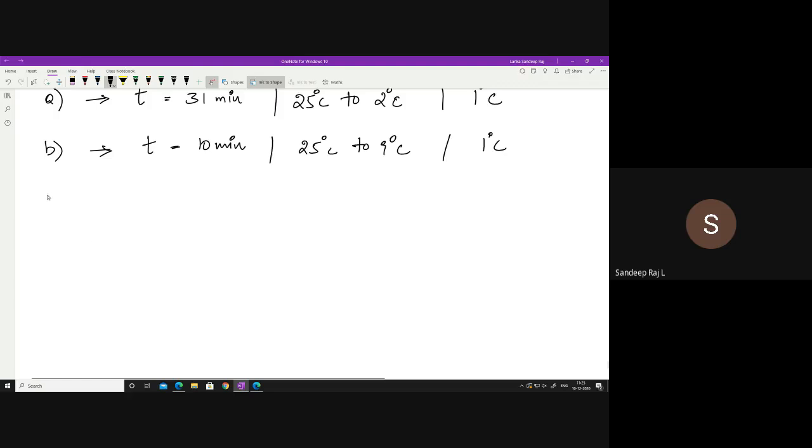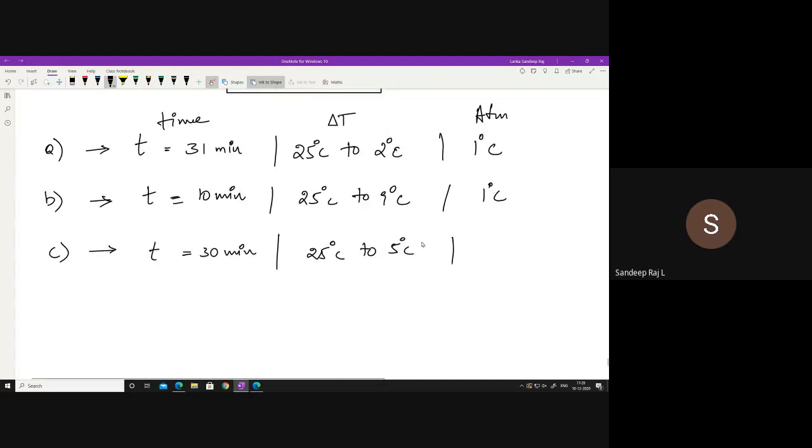In question number C, the time is given, it is given as 30 minutes. And the temperature drop, it is given as 25 degrees centigrade to 5 degrees centigrade. And the atmosphere temperature is 4 degrees centigrade.